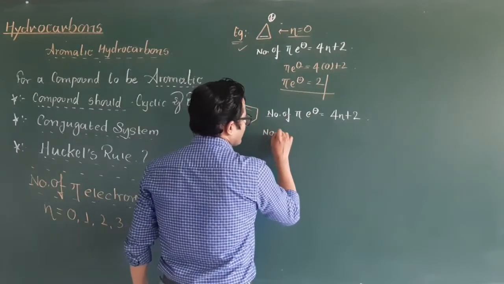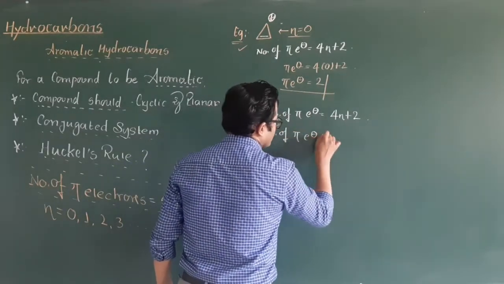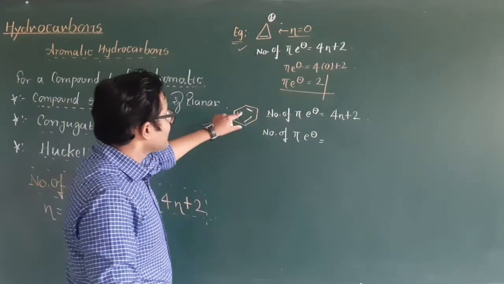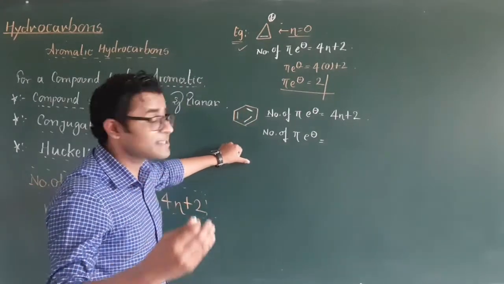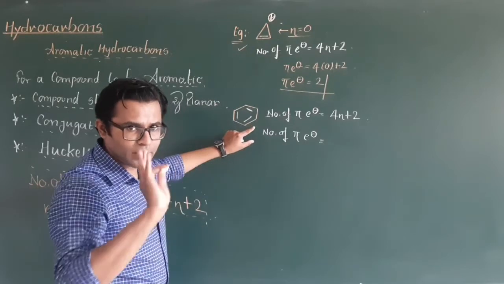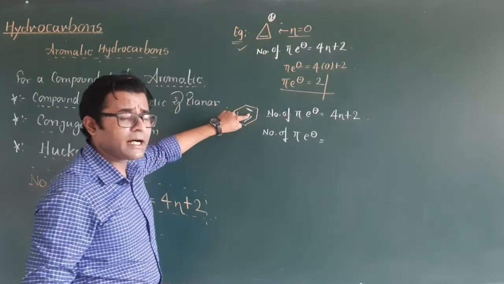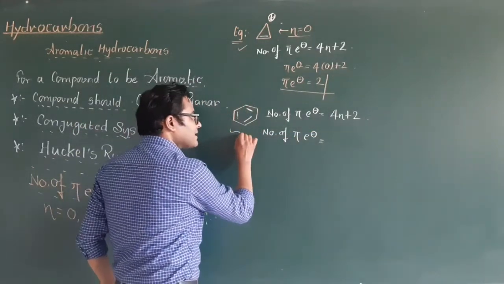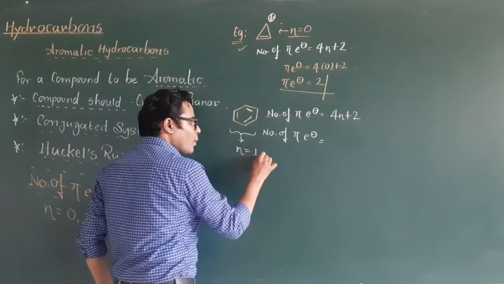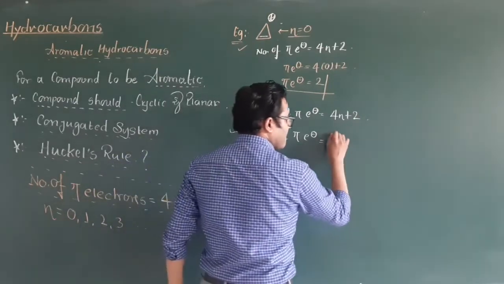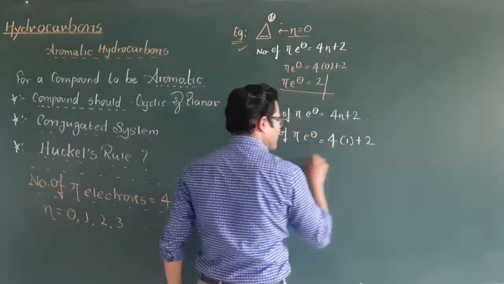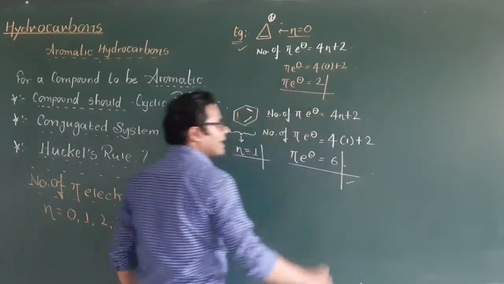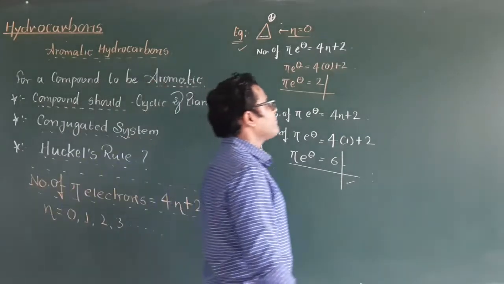So, the number of pi electrons. Now, observe 1, 2, 3. What I have over here is 3 double bonds, which means there are 6 pi electrons. 1 double bond, 2 electrons. Correct. So 2 plus 2 plus 2, there are 6 pi electrons here. And it can be equal to this provided in this particular case n is equal to 1. If this occurs, then 4 into 1 plus 2, the number of pi electrons is 6. Therefore, it is obeying the Huckel rule. Correct.